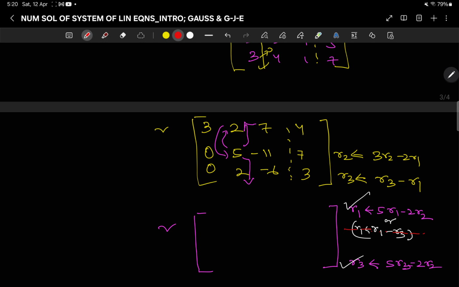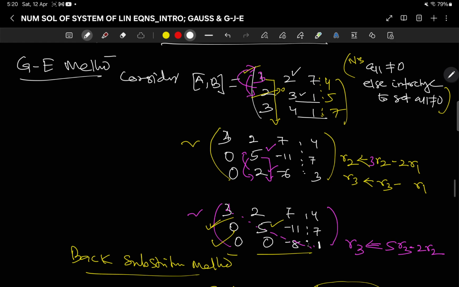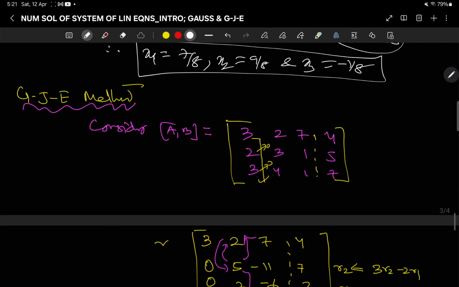So now, adopting this and this, we have the calculation: the middle row remains the same, 0 5 minus 11 7, and the first row becomes 5R1, which means it becomes 15, and accordingly 0, and here it becomes 57, it is 6, and 0 0 minus 8 1. The operation below this diagonal is the same as before, so your downward operation coincides with your previous.